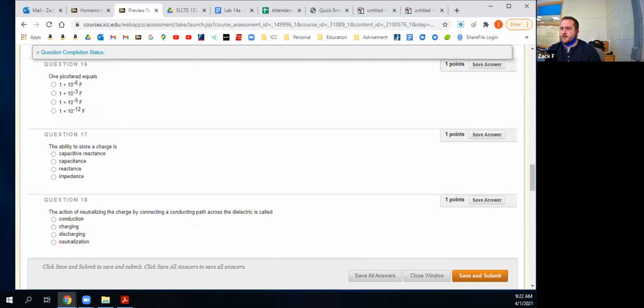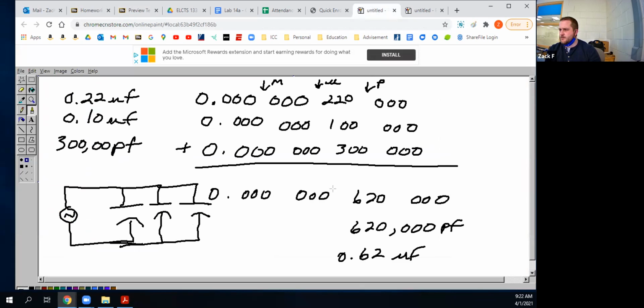1 picofarad equals 10 to the what? Minus 12. Where did I put that? Didn't I just write that down somewhere? Oh, I erased it. So 1 picofarad would be like this guy right here. 10 to the minus 1, 2, 3, 4, 5, 6, 7, 8, 9, 10, 11, 12. There's another number after pico, right? Smaller than pico? Yeah, I don't know.